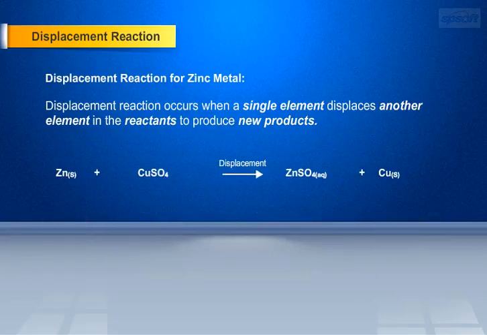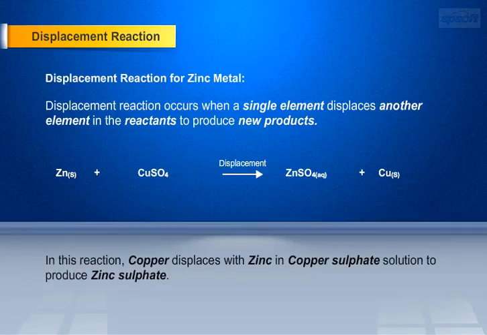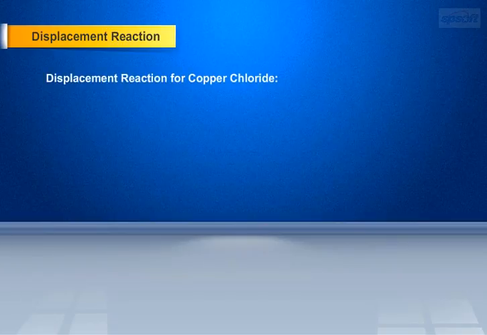The chemical equation is: In this reaction, zinc displaces copper in copper sulfate solution to produce zinc sulfate. Let us look into the second example.